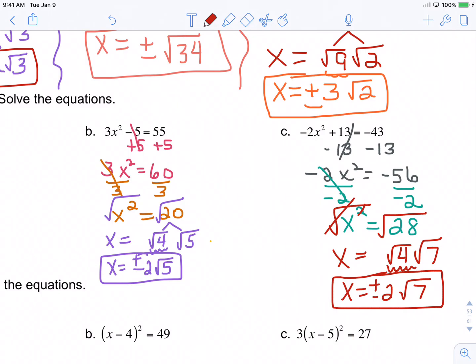Tomorrow there will be a short video working through a couple of problems from the homework worksheet that is practicing these types of problems. So you're going to look at different types of problems and try and isolate the x squared and then solve using square roots.